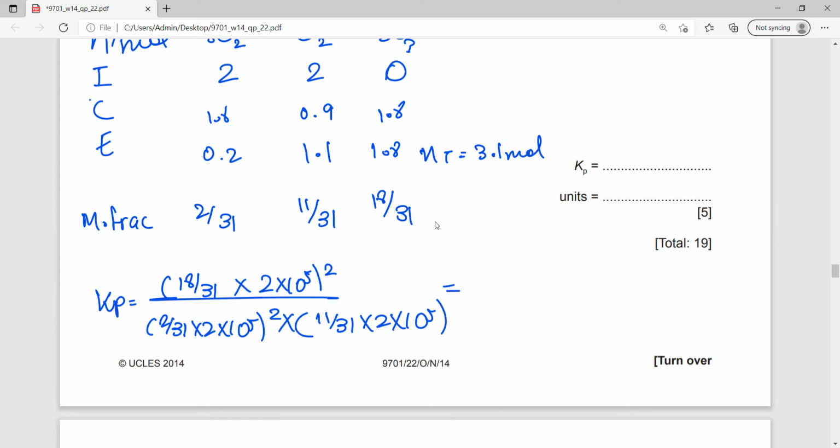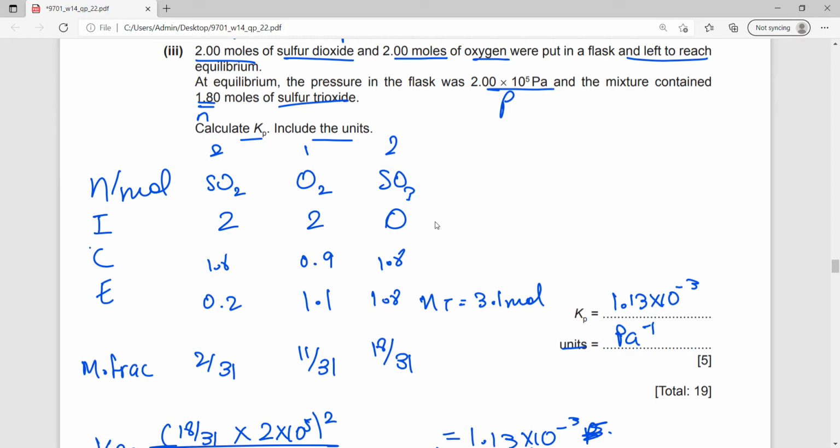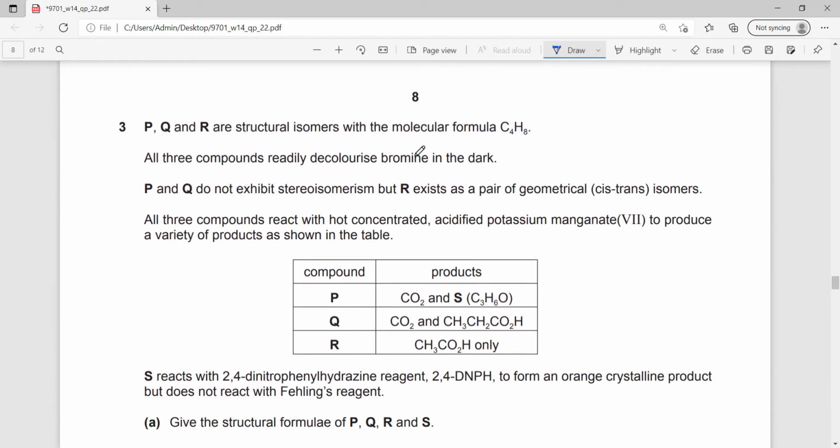The final answer you get should be 1.13 times 10 to the power minus 3. And you must also calculate the units. So this will be pressure squared on the numerator side, divided by pressure squared times pressure to the power 1, so that's pressure cubed. So that'll be pressure to the power minus 1, so it'll be pascals to the power minus 1. The reason it's pascals minus 1 is because you're using pascals as the unit for pressure.